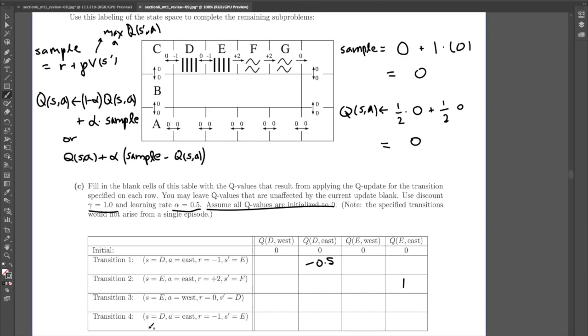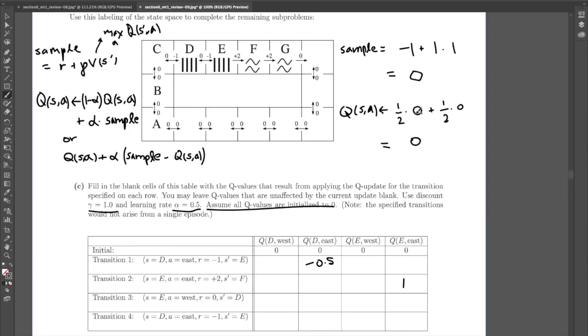And let's move on to the last one, transition number 4, which is D to E. The action is east, reward is -1. Let's fill in all these blanks once again. Okay, this becomes -1, gamma is still equal to 1. What is the max of the q values of E? Well, E west at this point is 0, E east at this point is 1, so the max of them is 1. -1 plus 1 is equal to 0, which means the sample value is still equal to 0.